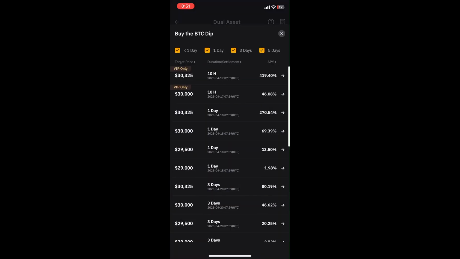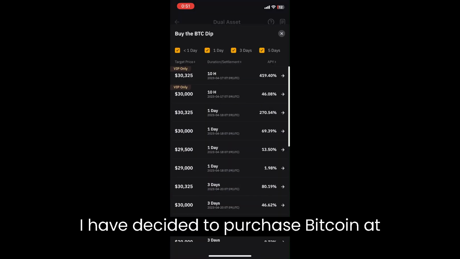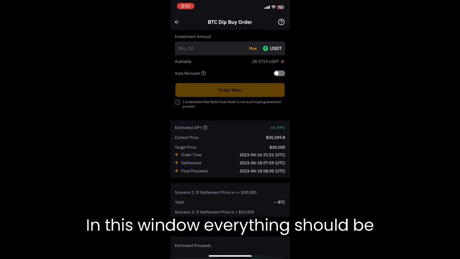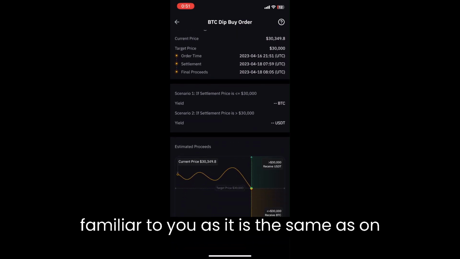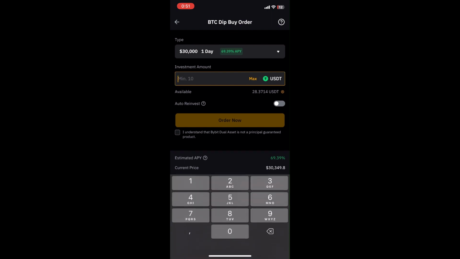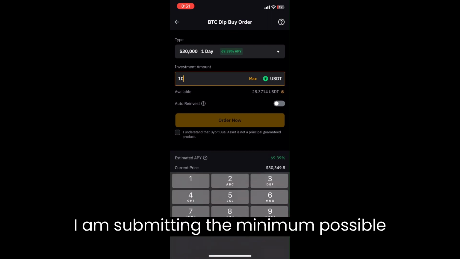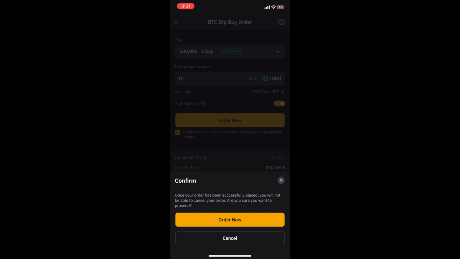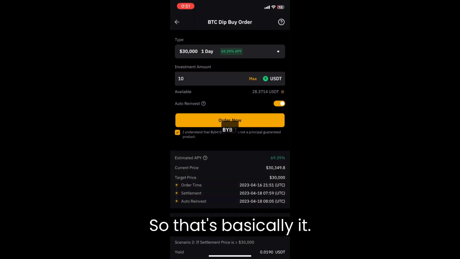Now, let's make another deal in the mobile app. I have decided to purchase Bitcoin at $30,000 using Buy Low option. In this window, everything should be familiar to you, as it is the same as on the website. I am submitting the minimum possible amount, which is 10 USDT.